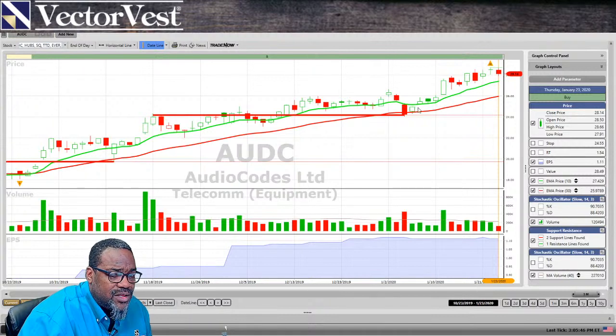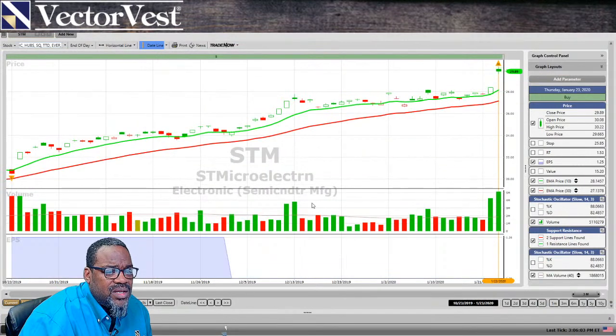Audio codes, I love that this stock is a nice 45 degree angle. Down day to day, the 10 and the 30 are looking good. Leave it alone. Down day doesn't mean, look at this, two days down, never broke below the 10. Leave it alone.